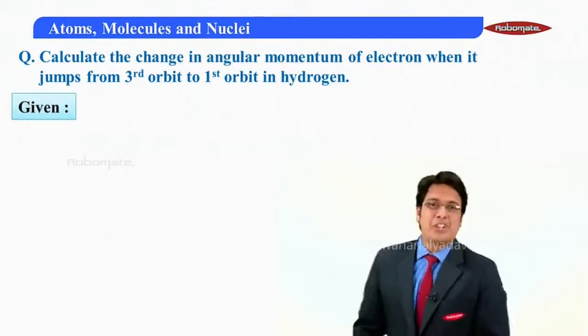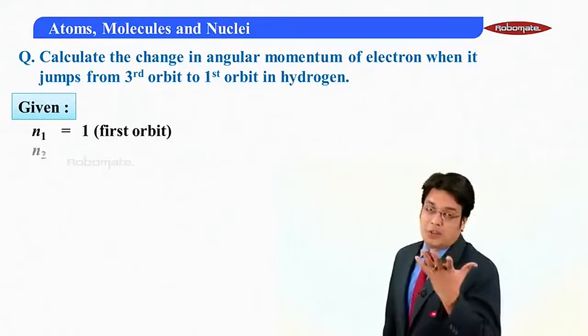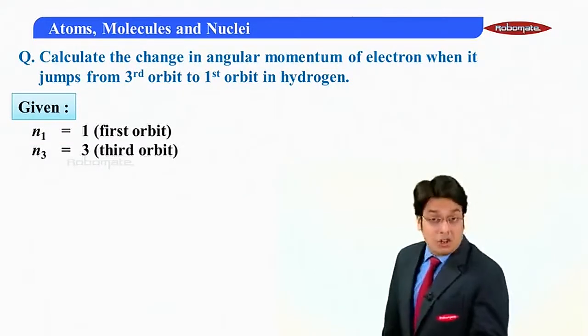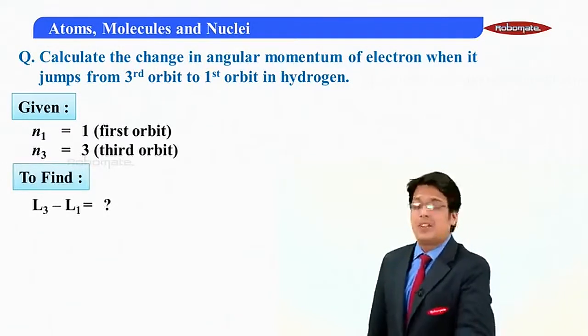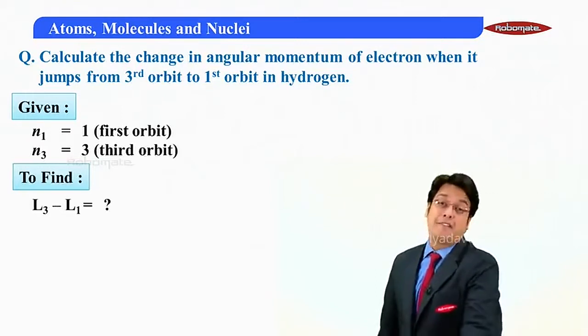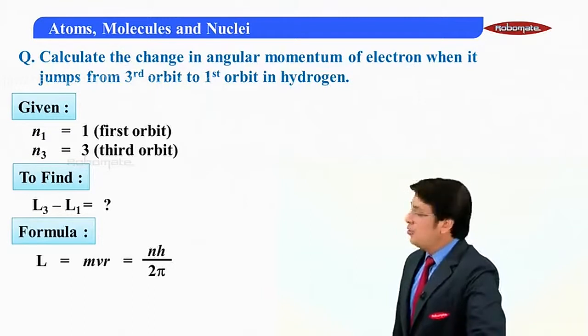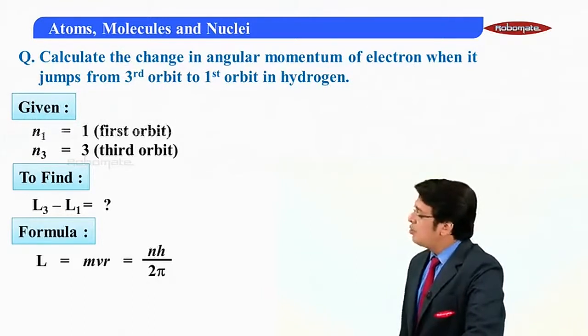Let's start, ladies and gentlemen. Pen and paper, please. n1 is equal to 1, that is first orbit. n3 is equal to 3, of course, third orbit. And then to find L3 minus L1. Now, it's an oral sum, to be very honest, but we have to follow certain formalities. So, formula is L is equal to mvr, that is equal to nh upon 2 pi.